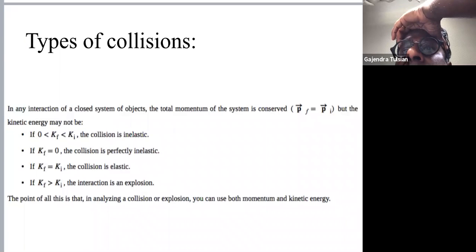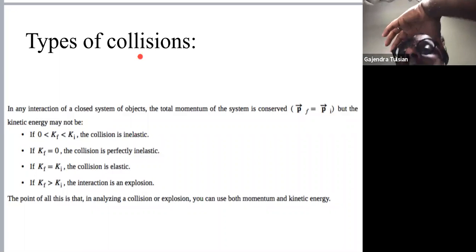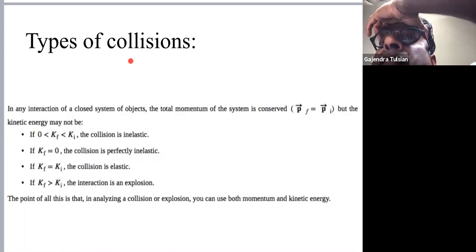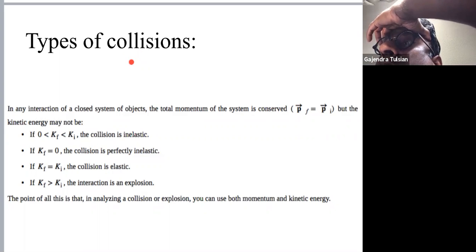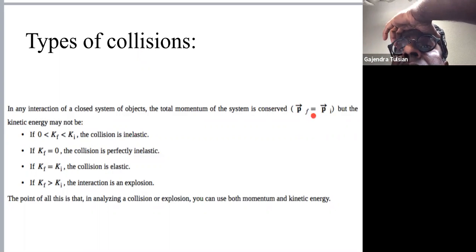Okay, so now we are looking at types of collisions. So we are looking at collisions in isolated systems. That means there's no external forces. So if there's no external force, momentum is always conserved. Okay. Now the question is, is kinetic energy conserved as well?